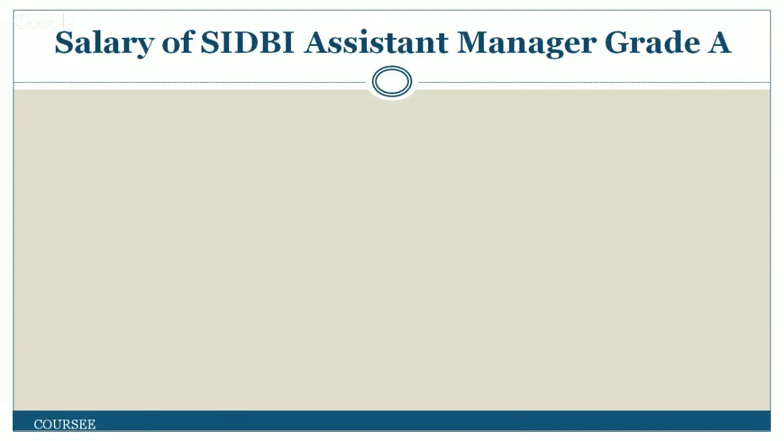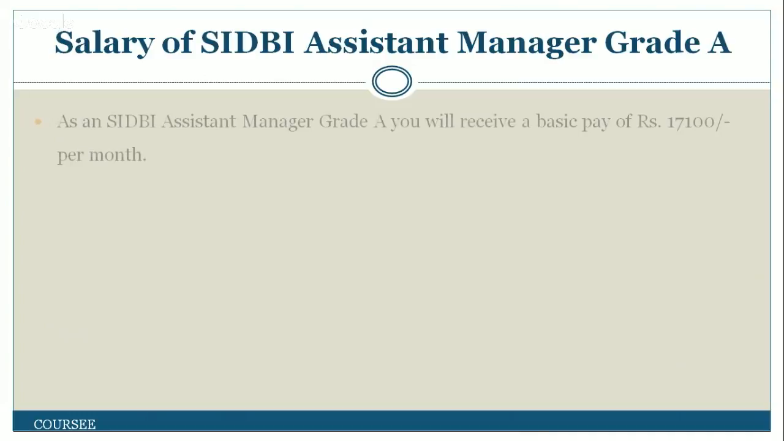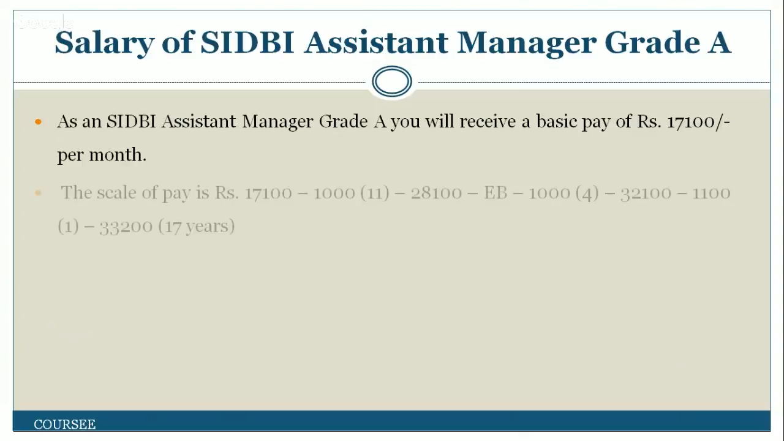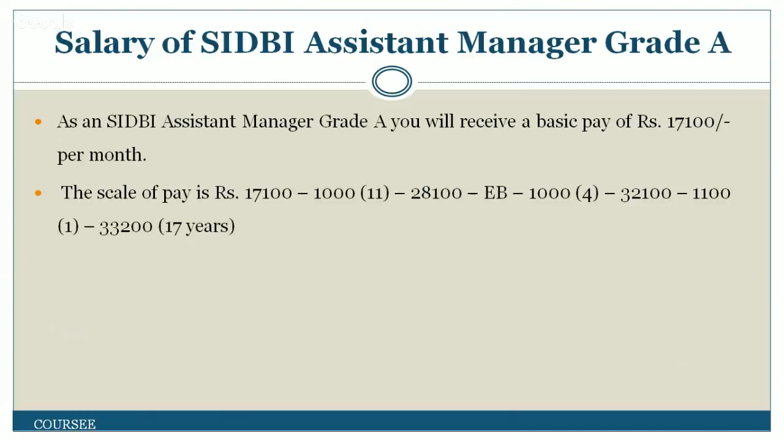Now we see the salary details of SIDBI Assistant Manager Grade A. As a SIDBI Assistant Manager Grade A, you will receive a basic pay of rupees 17,100 per month. The scale pay is given here for 17 years.